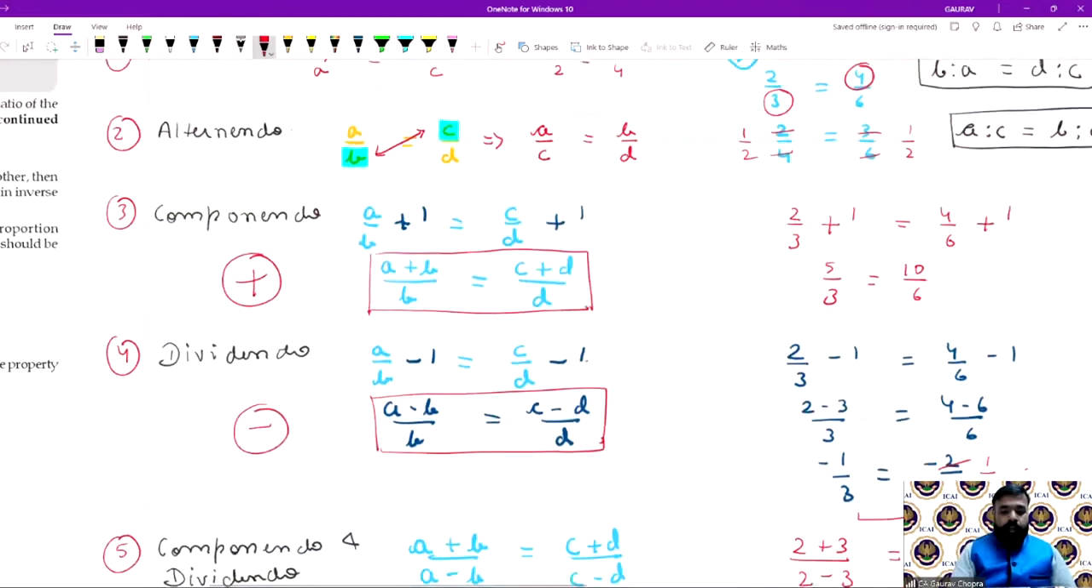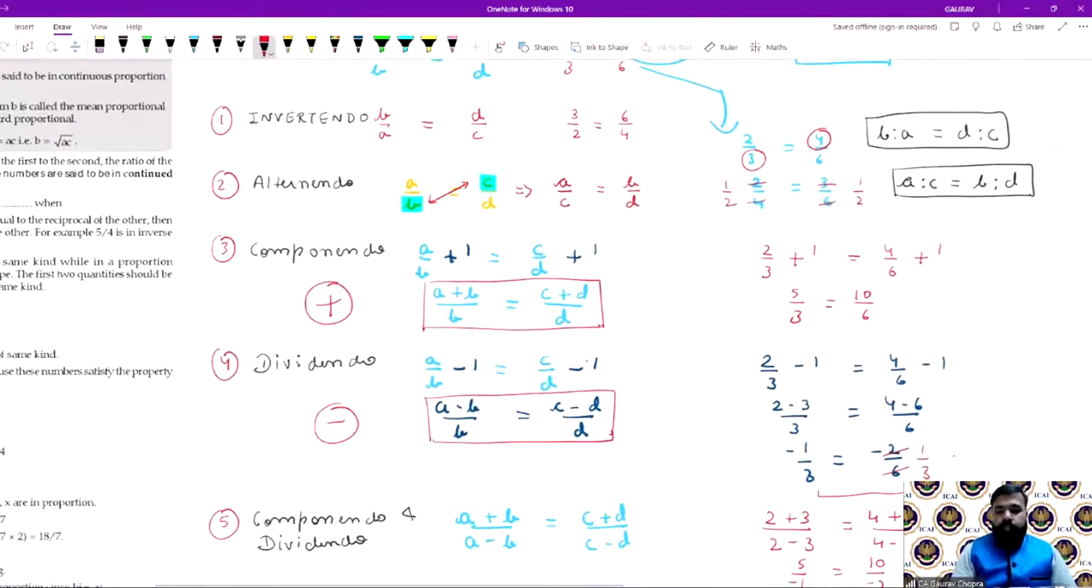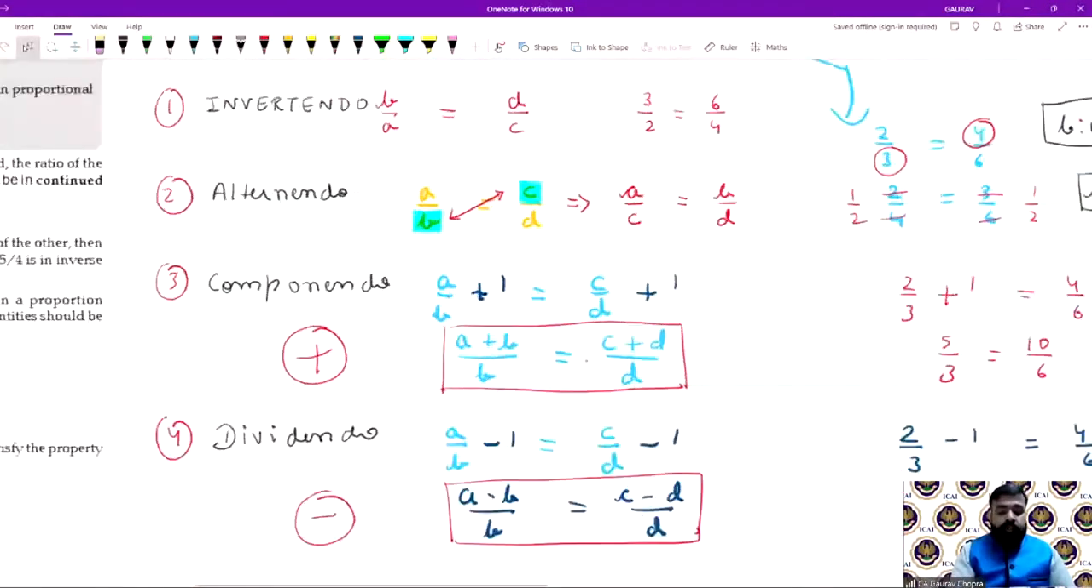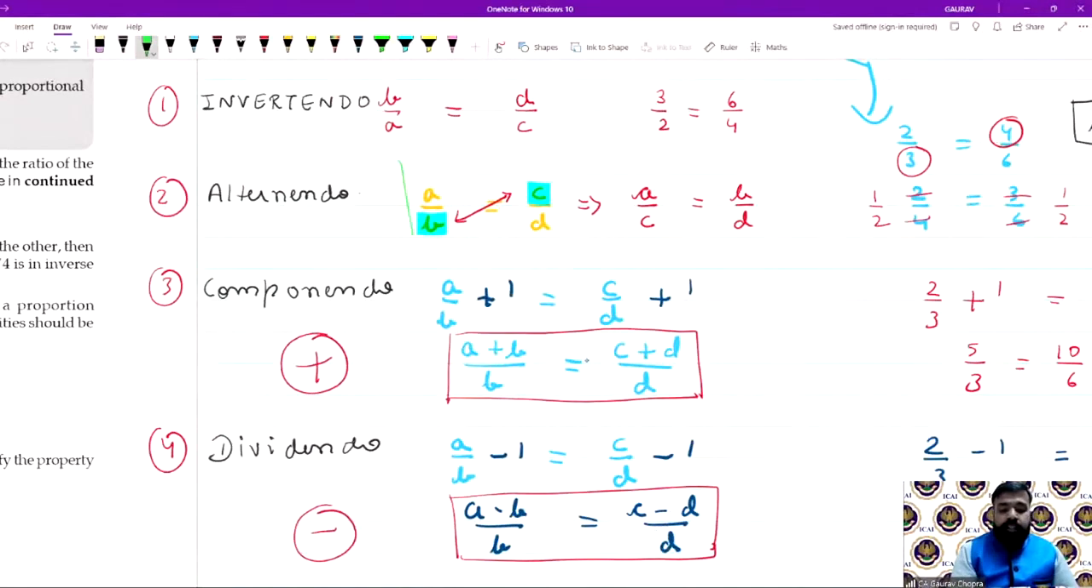All right, so just giving a fast recap in Hindi. First was invertendo. Invertendo mein humne A ratio B ko interchange karke likh diya B ratio A and C and D ko interchange karke likha D ratio C, invertendo. Alternando means humne B and C ki position ko interchange kiya. So B and C have interchanged their positions. So it becomes A by C is equal to B by D. Ya phir hum likhenge A ratio C is equal to B ratio D.